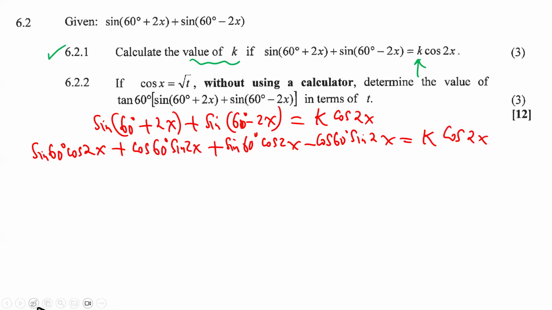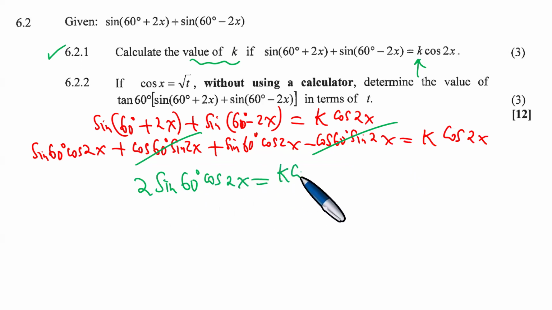Okay, what do we do next, Neville? What do you suggest we do? Sine 60 is the square root of 3 over 2. Okay, good. But before that, cosine 60 sine 2x and cosine 60 sine 2x cancel out. And we have the sine of 60 cosine 2x terms, which are like terms, and if we add them up, we have 2 sine 60 cosine 2x, and this is k cosine 2x.